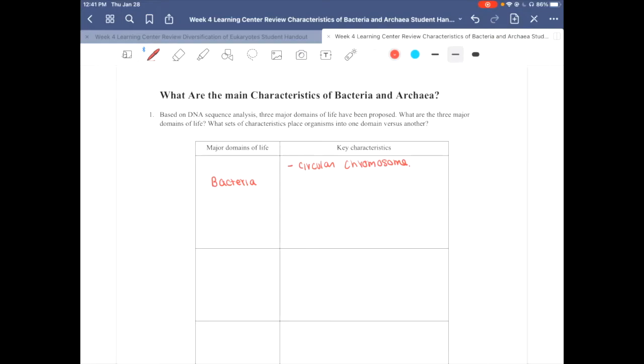What about their cell wall? Can anyone tell me something about their cell wall? What it's made out of?